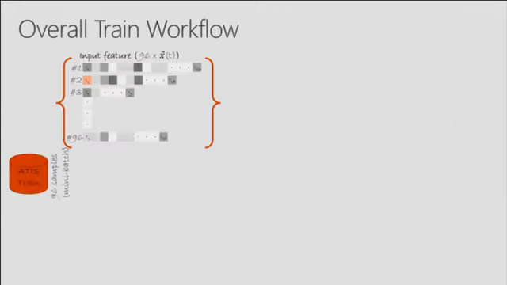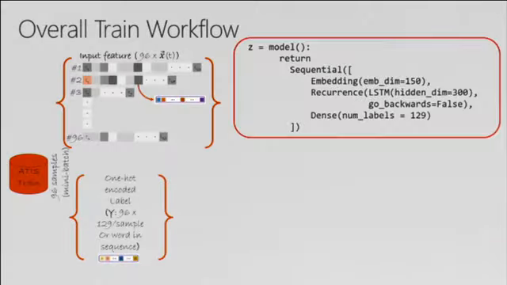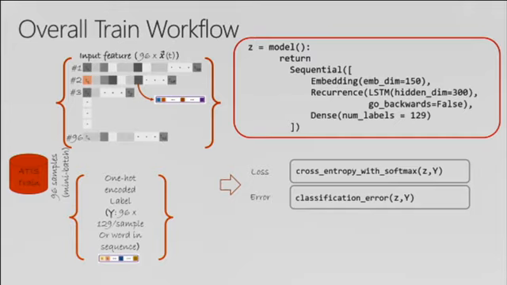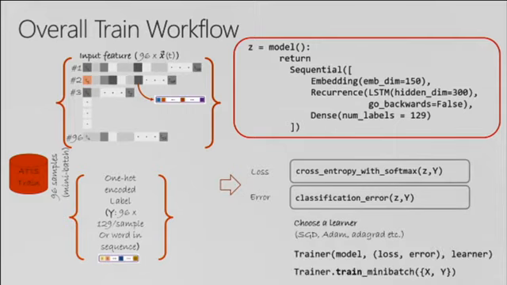So here's the overall train workflow. You first write a model. You define your loss function. You want to write an error function because typically in deep learning, you want to test your model on some validation data set. So you write a classification error function. You choose a learner. And then you define a trainer that combines the model, the loss, the error, and the learner. And then you say trainer.train_minibatch on X and Y, where X is the input and Y is the one-hot label, for example.